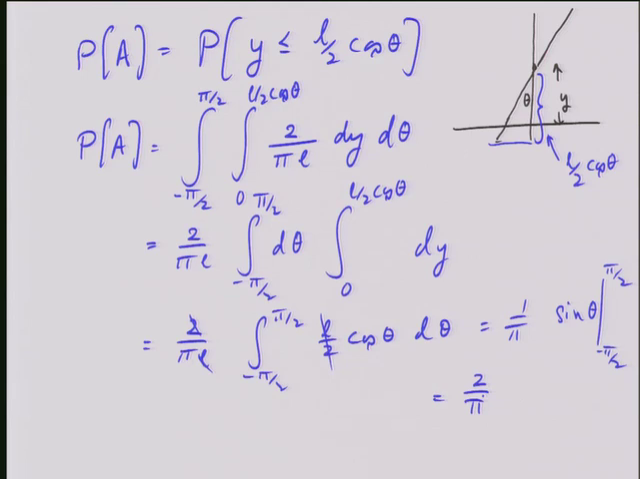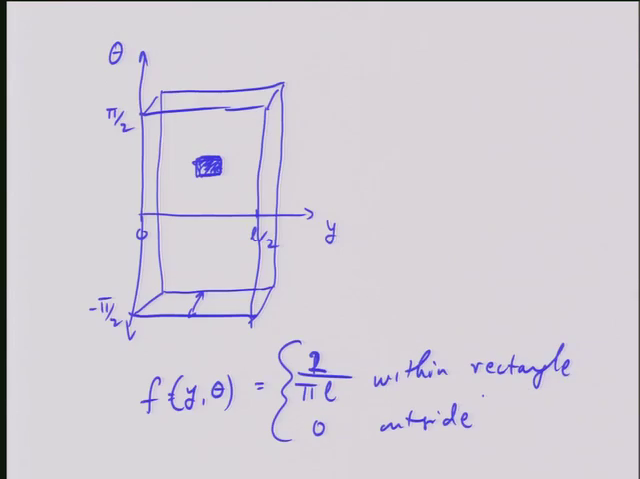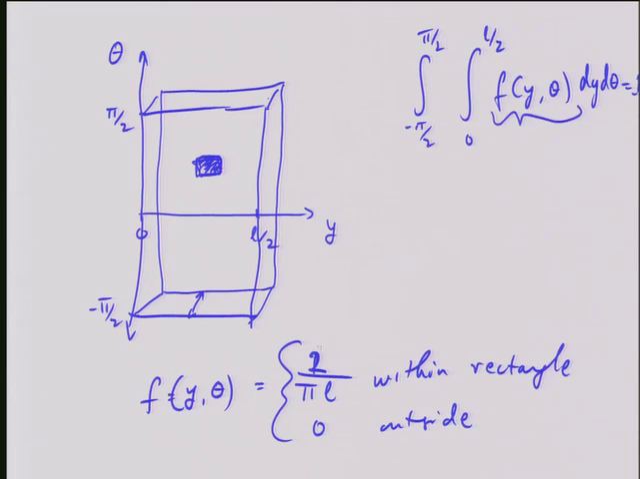2 over pi L. Oh, yeah. Okay. So where did 2 over pi L come from? It came from here. Remember, this length is L over 2. This distance from here to here is pi. And we are uniform inside of all that. So what do we want the height to be so that the volume of this is 1? We are picking the probability density function so that it's uniform. So we want f of y theta to be some constant, and we want it such that the integral from minus pi over 2 to pi over 2, integral 0 to L over 2 of f of y theta dy d theta equals 1. So if you want this to be a constant, what constant should it be? It's exactly this much. That's where it came from.